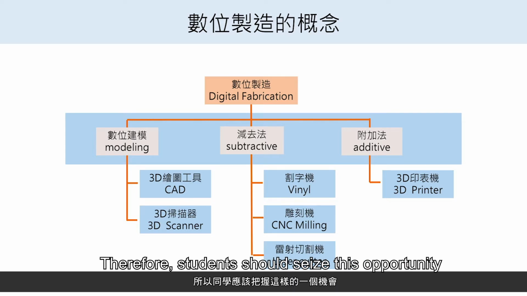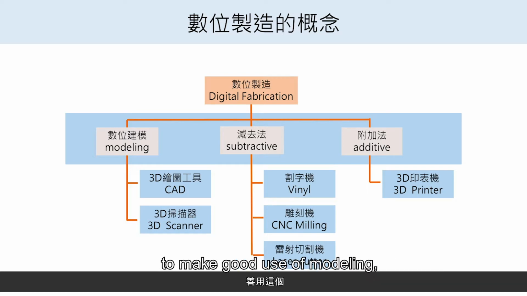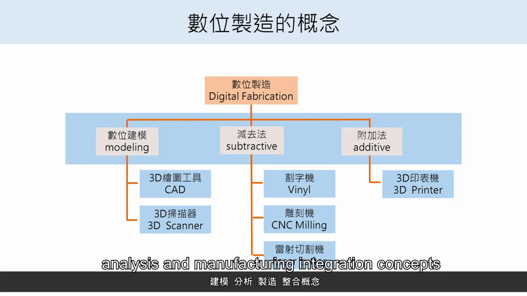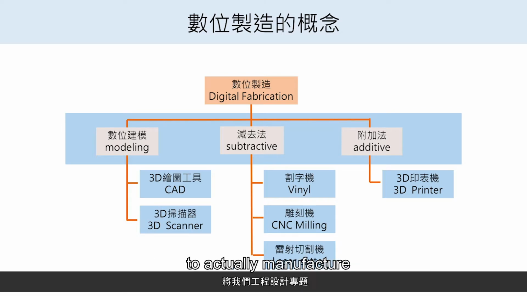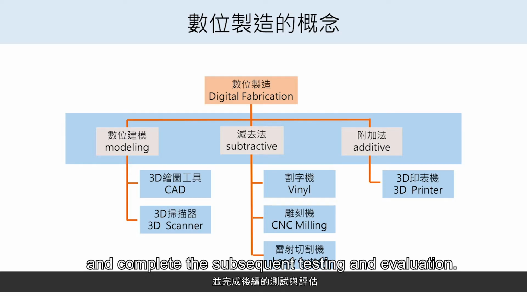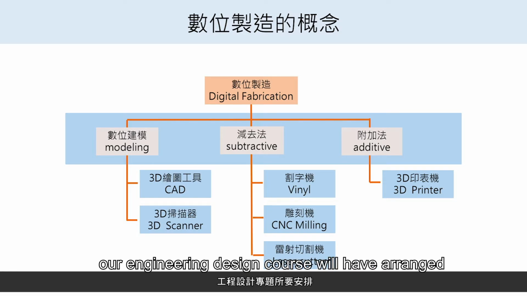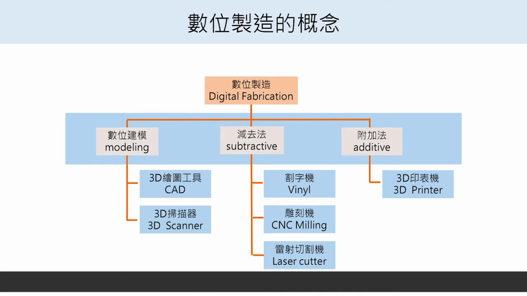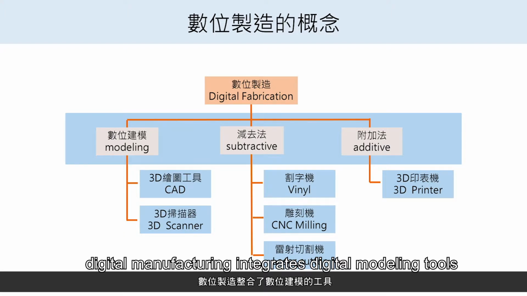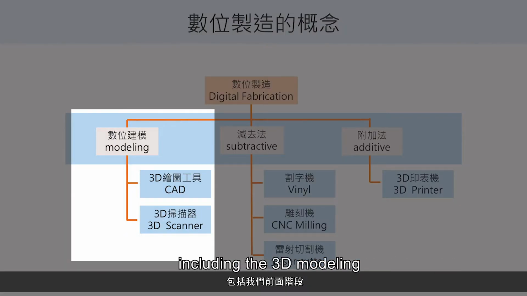Therefore, students should seize this opportunity to make good use of modeling, analysis, and manufacturing integration concepts to actually manufacture the compressed air racing car in our engineering design project and complete the subsequent testing and evaluation. After improving upon some shortcomings, we will complete the theme that our engineering design course has arranged for students to learn and make. In the following structural diagram, digital manufacturing integrates digital modeling tools, including the 3D modeling, which we learned in the previous phase.